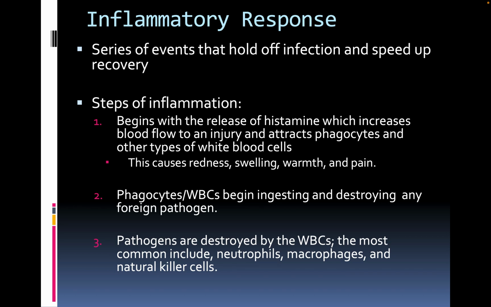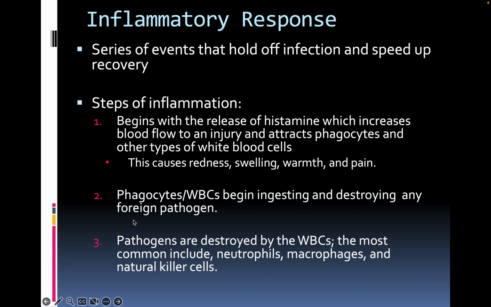But let's just say this is a real invader. The first thing that's going to happen is histamine is going to release, which is going to increase blood flow and attract special types of white blood cells called phagocytes. Phagocytes basically are engulfing cells. They come in and they just try to gobble up everything.